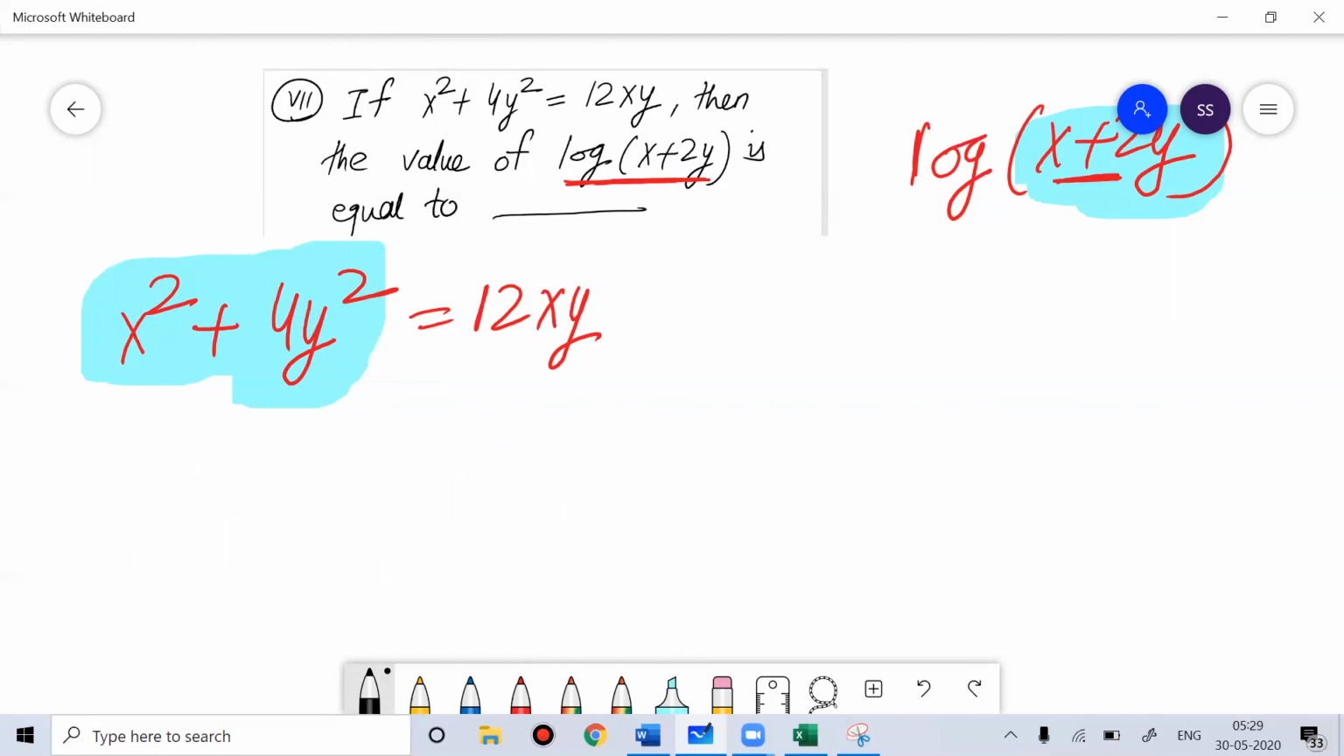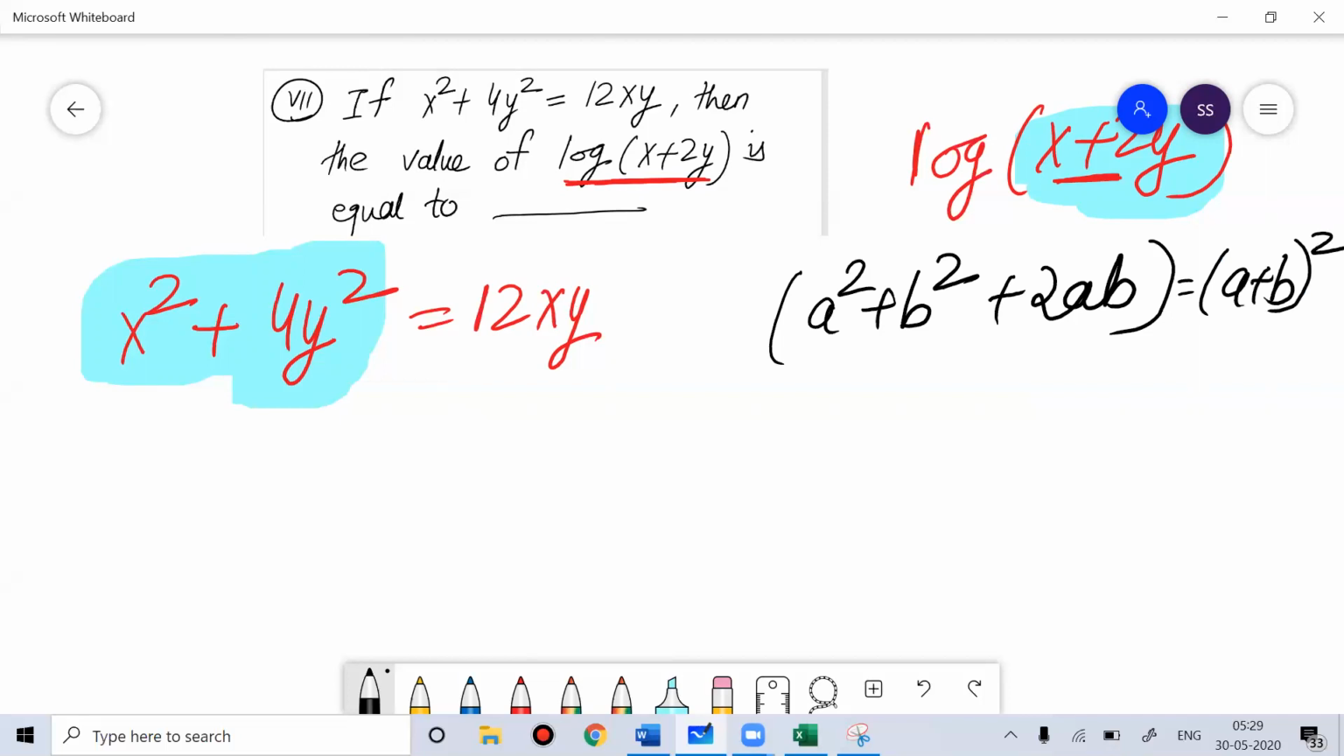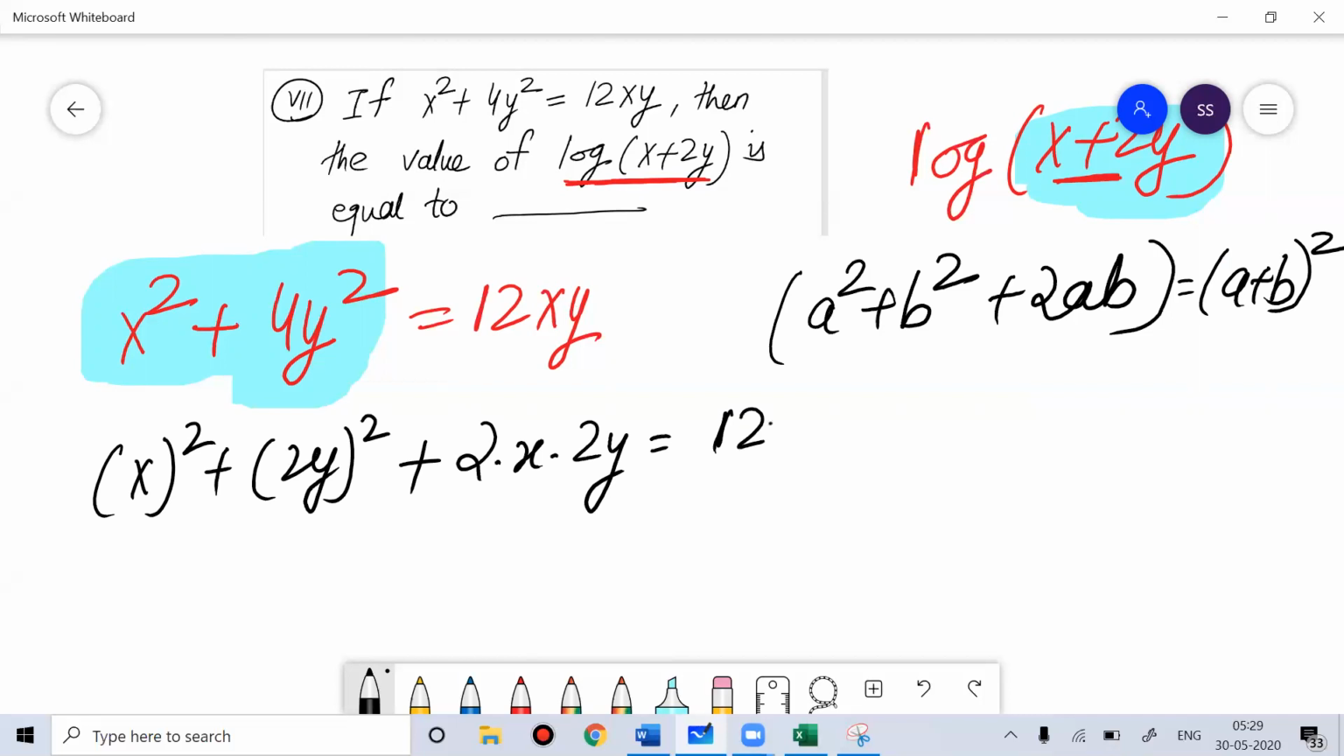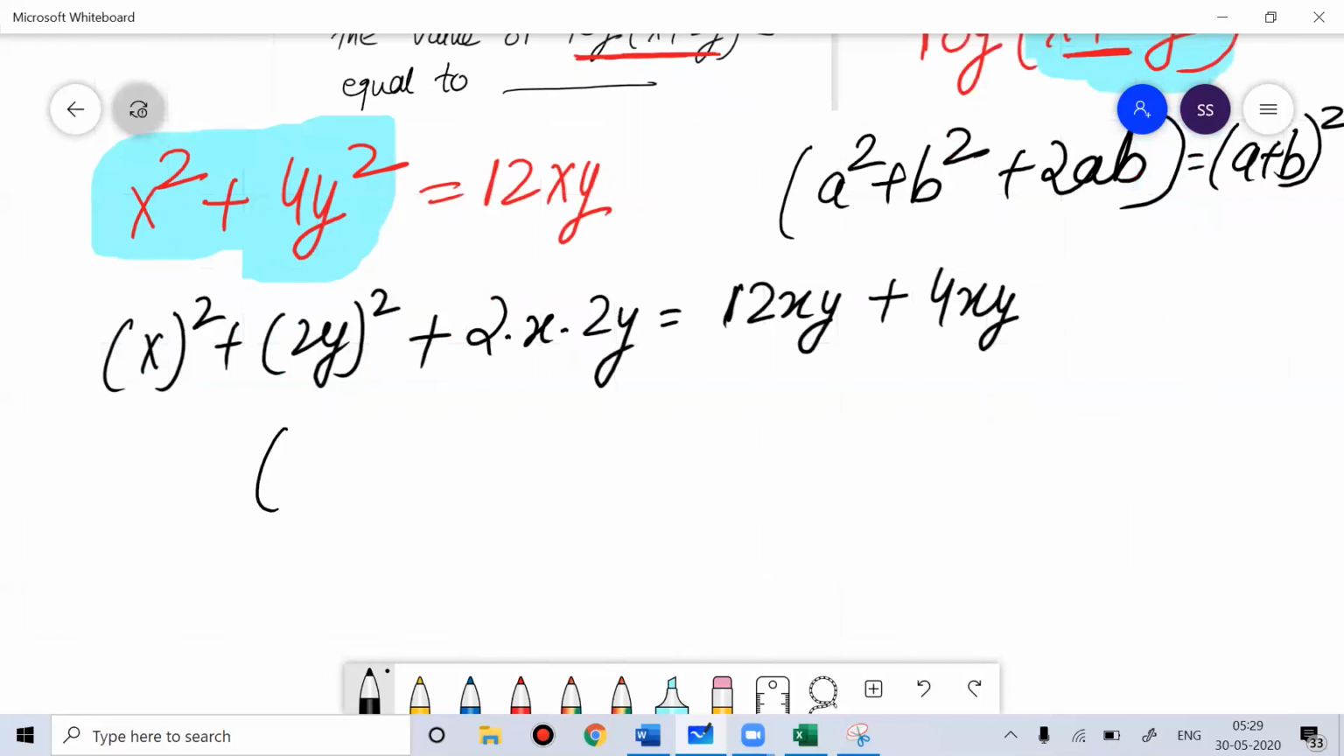So if you write any number in the form a square plus b square, it should be supported with 2ab. Then only it will give you a plus b whole square. Otherwise, it does not mean anything. So imagine I write this number as x square plus 2y square plus 2ab. What is a? A is x. What is b? B is 2y. So 12xy plus 4xy.